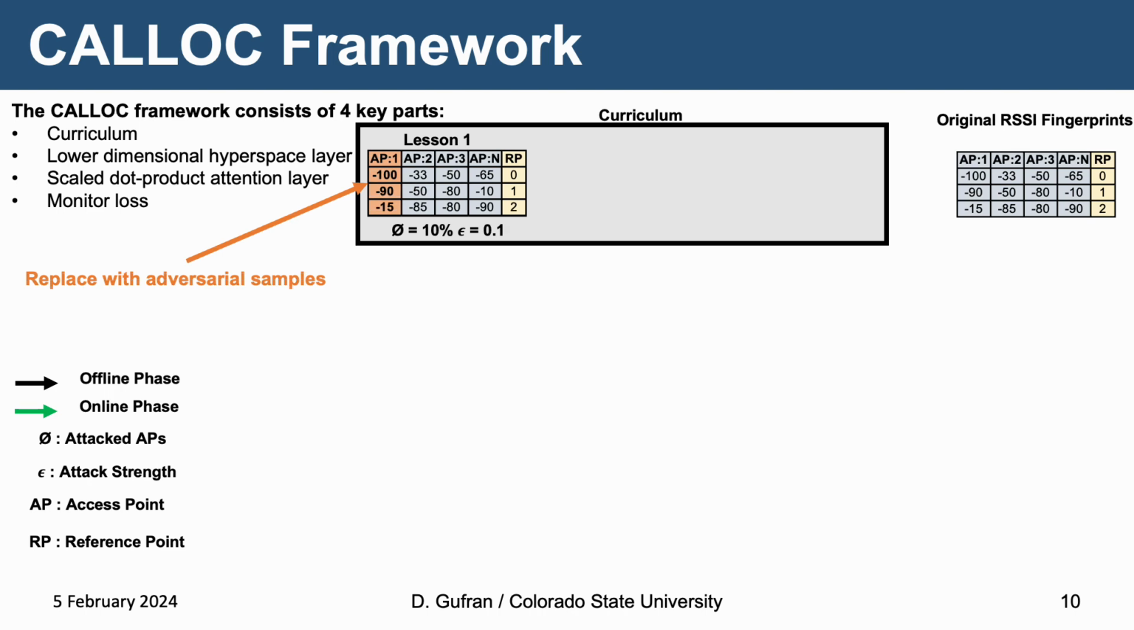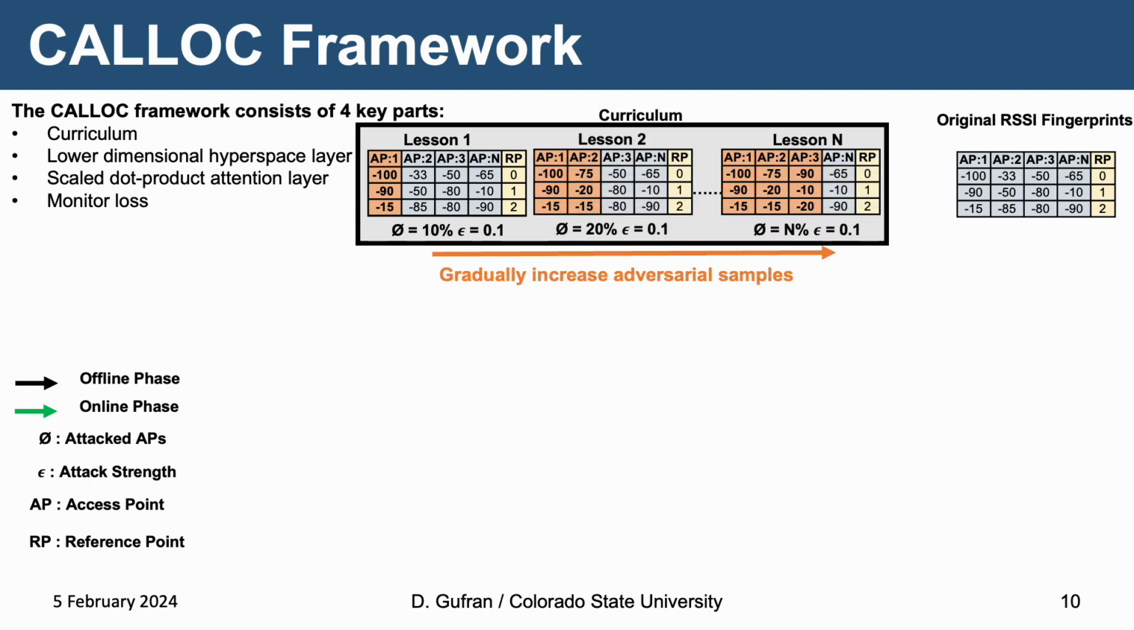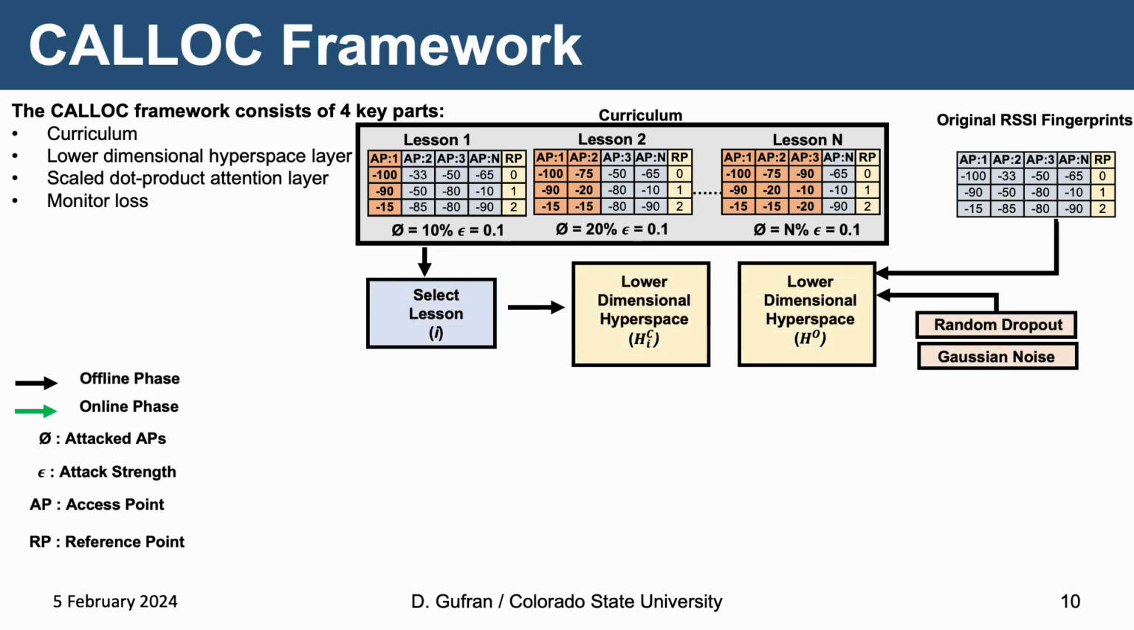The curriculum begins at lesson 1, defining parameters such as phi, indicating the percentage of attacked APs, and epsilon, denoting the attack perturbation strength. Lesson 1 sets phi at 10%, signifying that 10% of APs include adversarial RSSI samples. Subsequent lessons progressively introduce more adversarial samples defined by phi, culminating in the last lesson with a significant number of adversarial samples. Once the curriculum is established, the next step is to select a lesson and convert it, along with the original RSSI fingerprints, to a lower dimensional hyperspace.